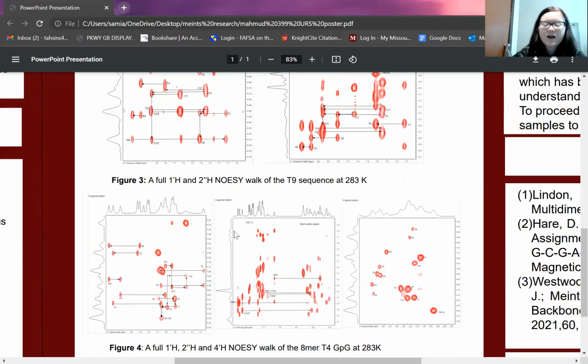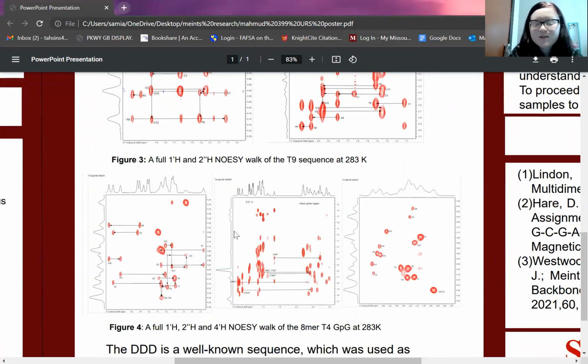Right here, we have our 8-MAR-T for GPG sequence. So on the left, I have my 1' walk. In the middle, I have my 2 double prime walk. And then on the right, I have my 4' hydrogen assignments. So we use our 4' hydrogen assignments to find proton-proton interaction with the phosphate group of the DNA backbone.